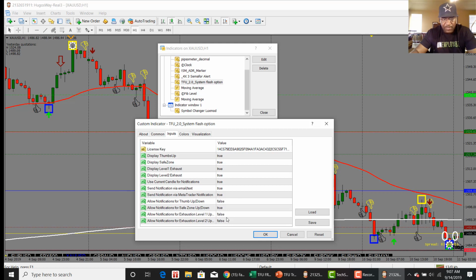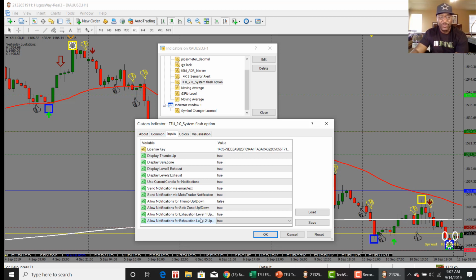This is the safe zone. You want that true. You want your level 1 exhaustion and level 2 exhaustion true. So this is how you want to have it set up if you want to be notified when quads are forming, so you don't have to stare at your computer all day. You will get a text message on your phone.